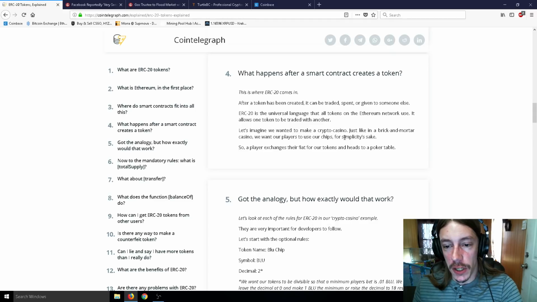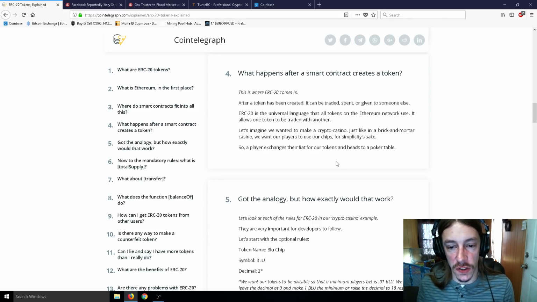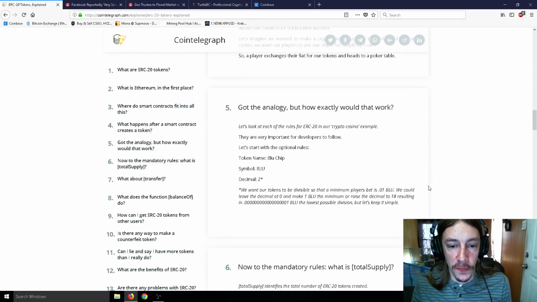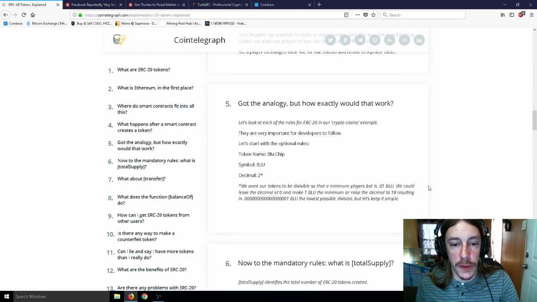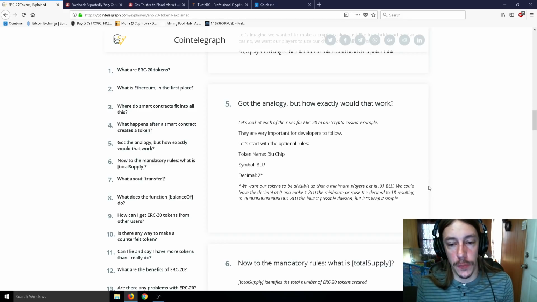So let's imagine we wanted to make a crypto casino, just like a brick-and-mortar casino. We want our players to use our chips for simplicity's sake. So a player exchanges their fiat for our tokens and heads to a poker table. So, got the analogy, but how exactly would that work? Let's look at each of the rules for ERC-20 in our crypto casino example. They are very important for developers to follow.